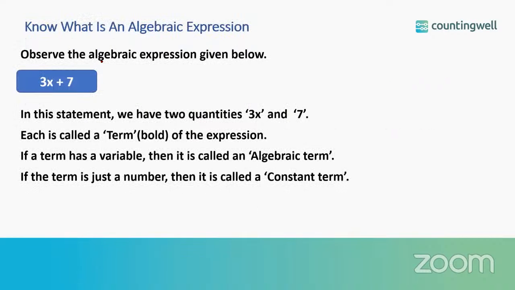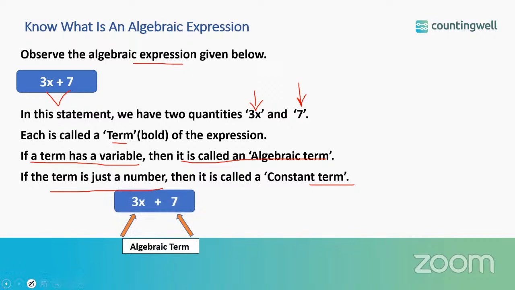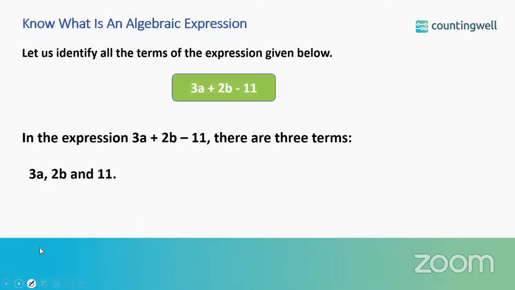So here you can see we have an algebraic expression. In the statement, we have two quantities. So let us first see what are the two quantities. They are 3x and 7. Each of these quantity is called term. And if a term has a variable, then it is an algebraic term. And if the term is just a number, then it is a constant term. So which one is algebraic term among these two and which one is constant? Yes. 3x is an algebraic term, whereas 7 is a constant term.